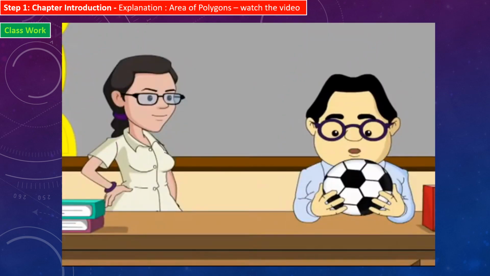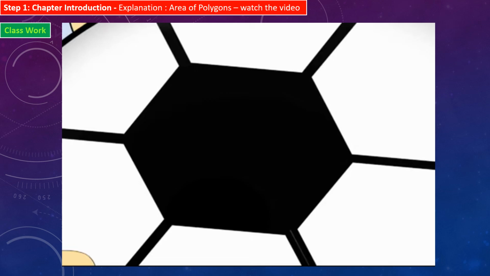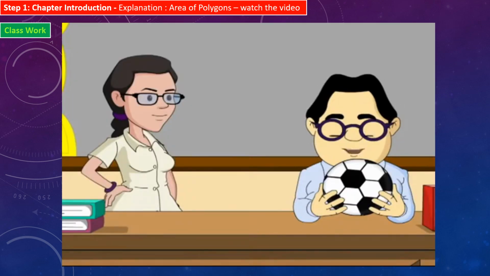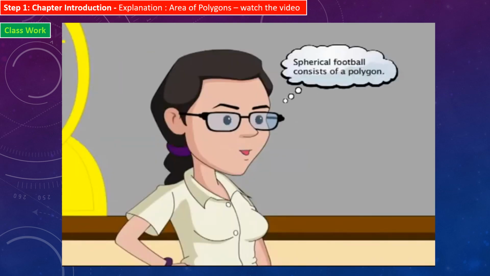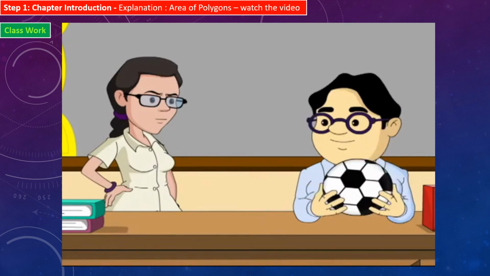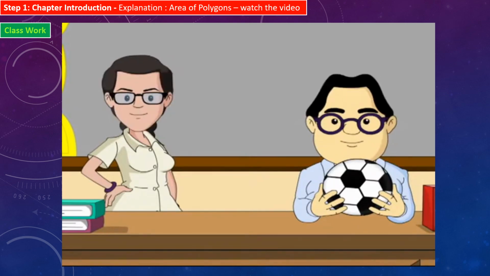Oh, so there is a pattern of 6 gons in a football. So that is called a hexagon. A polygon with 6 sides is called a hexagon. Cool! My football also has math in it. Yeah, this spherical football consists of a polygon, the hexagon! Amazing! See? Math is there even in sports as well. Yeah, I understand. Anyways, let's zoom into the virtual world to know more criteria on classification of polygons.